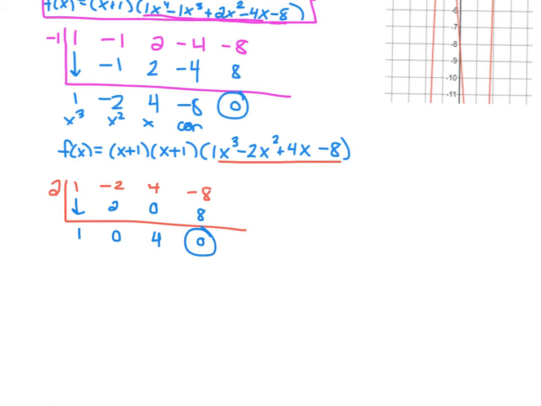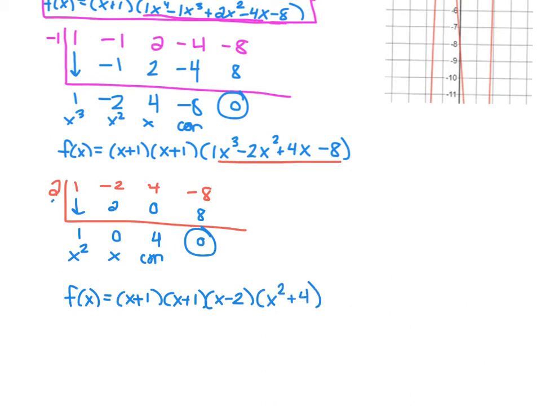So what I have left here is a constant value, and I have no x value because there's a 0, and then I have my x squared. So my new function right now is f of x equals x plus 1, I then have this one as x minus 2 because it's the opposite. And then what I have left here is x squared plus 4.